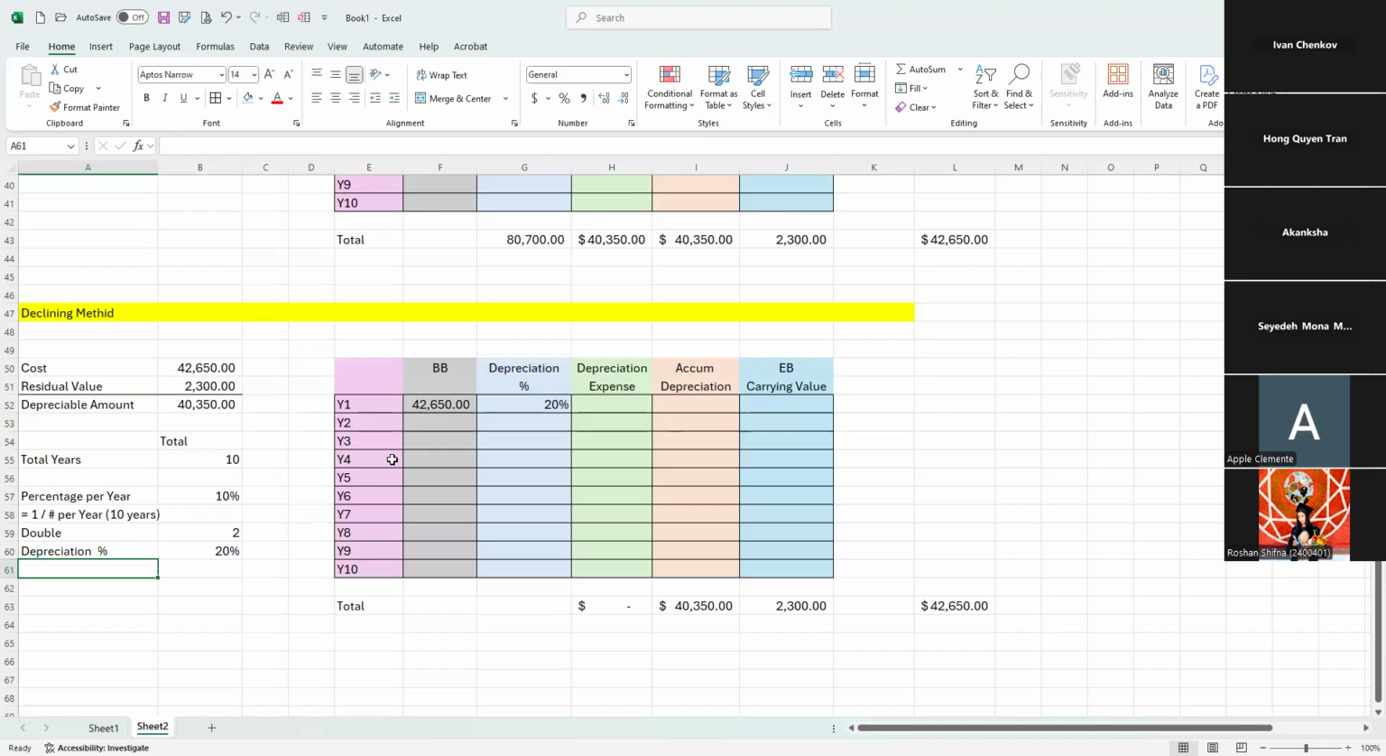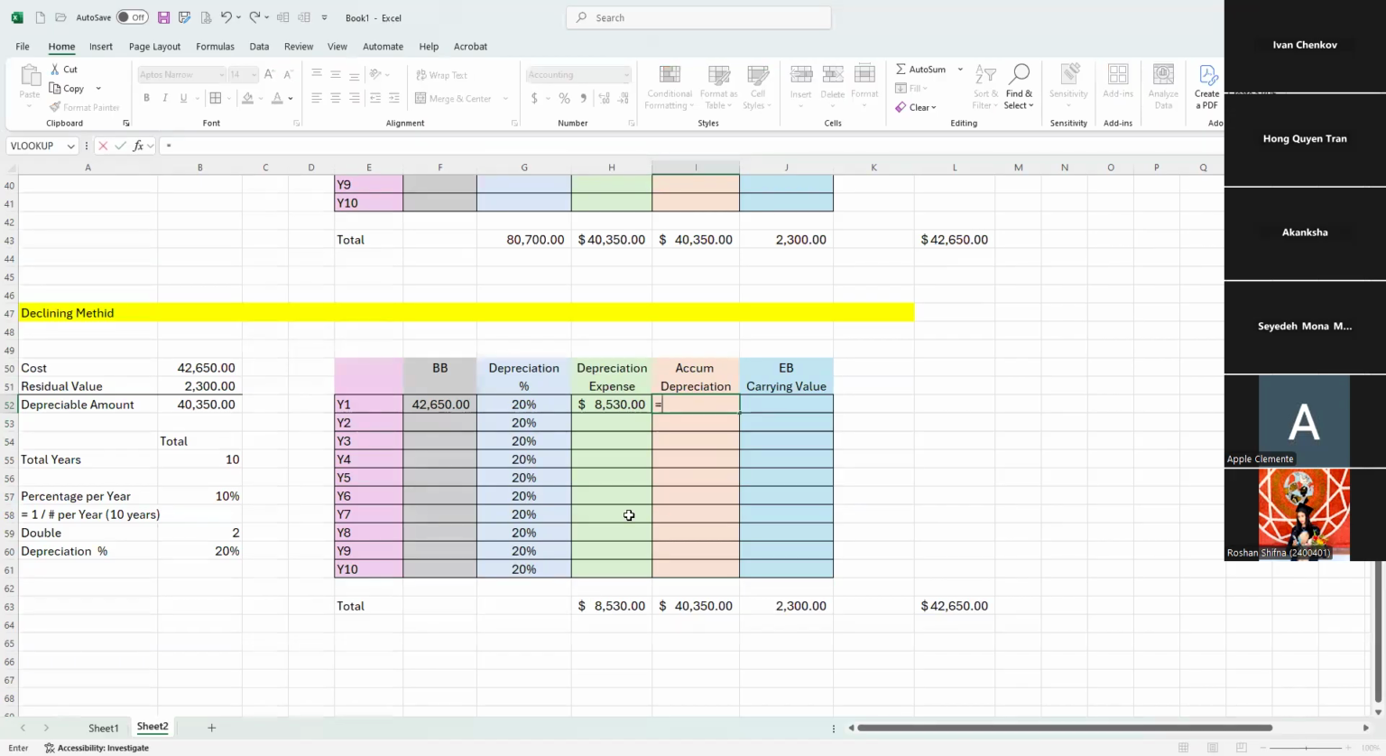Yes. So once you say 20%, I can drag this 20% all the way to the end. How is this percentage going to change? No, it's not going to change, right? It's going to stay the same. Always 20%. Now depreciation expense will be the beginning balance times the percentage. We have the first year. And then my accumulated will be whatever we get the first year. My carrying value is going to be equal to this one minus the depreciation expense for the year.